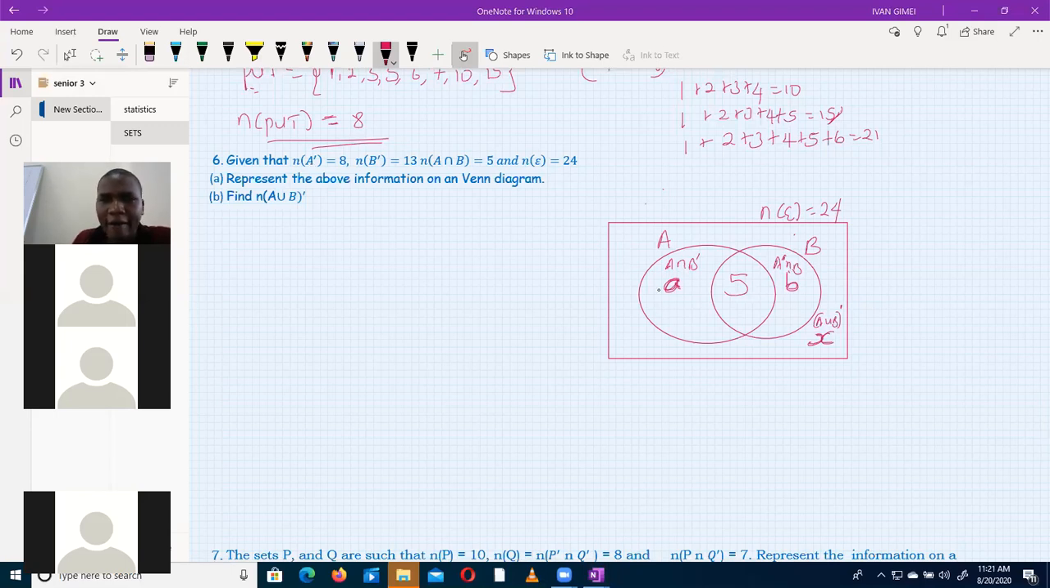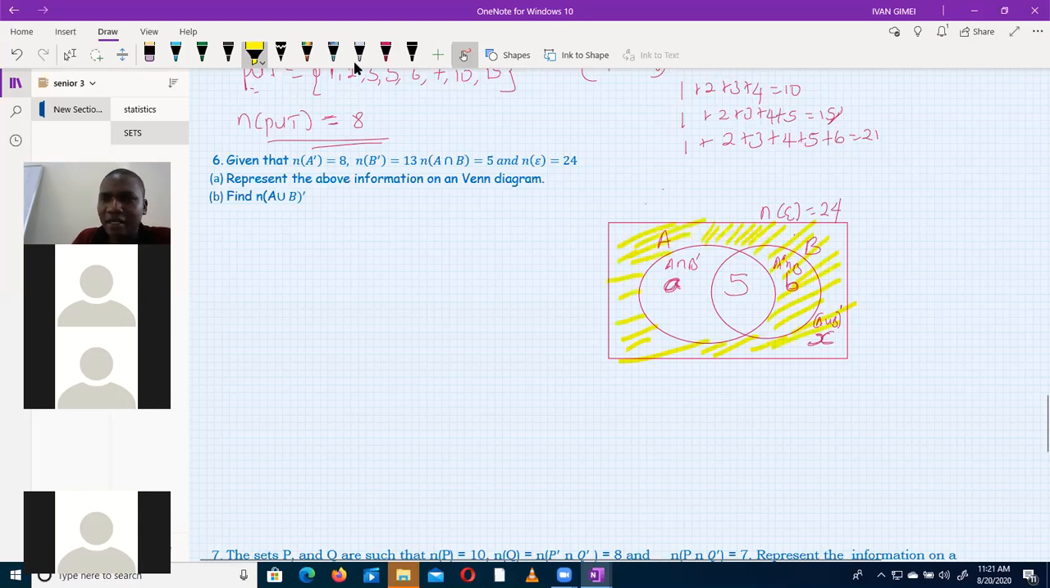So now here, if they said the number of A complement is 8, which region represents A complement? Let me shade that region. Shading the region A complement. That means A complement is outside A. So all this part here is outside A. You can see, all this area is outside A, like that.